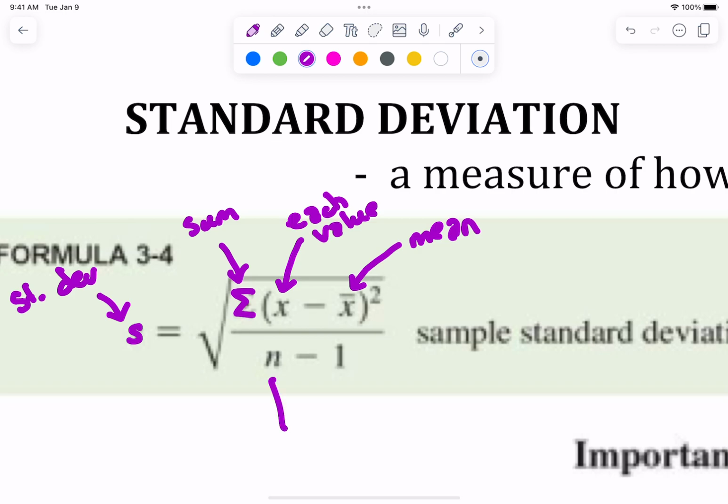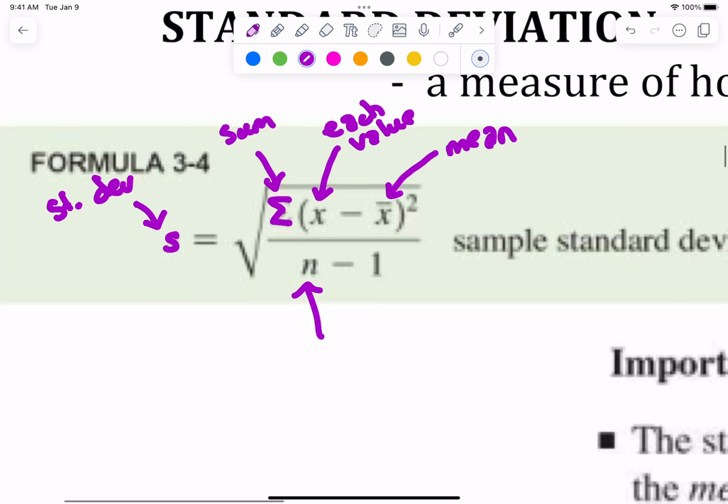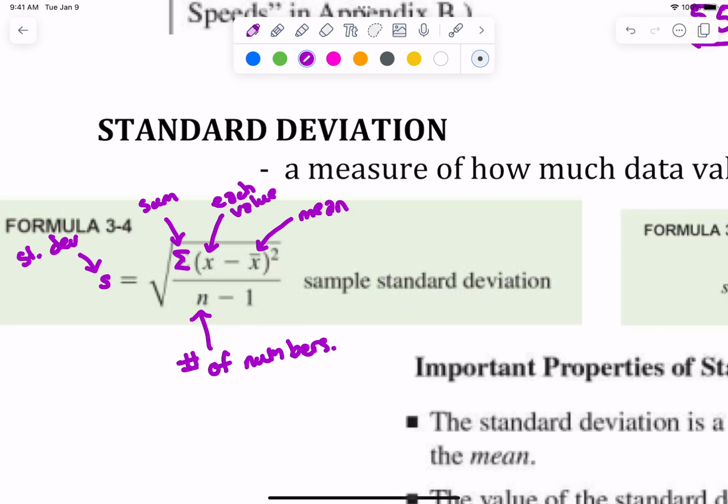And then what's N? What's the other value in there? Your number of numbers. The number in your data set, or the number in your sample. So if I have 5 numbers, I would plug 5 in for N, right? Like we have. Okay? That's one way of calculating standard deviation.